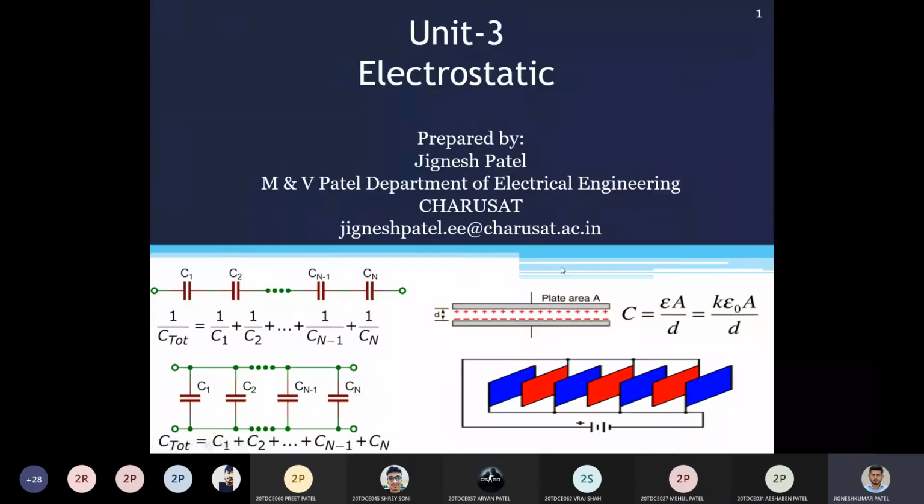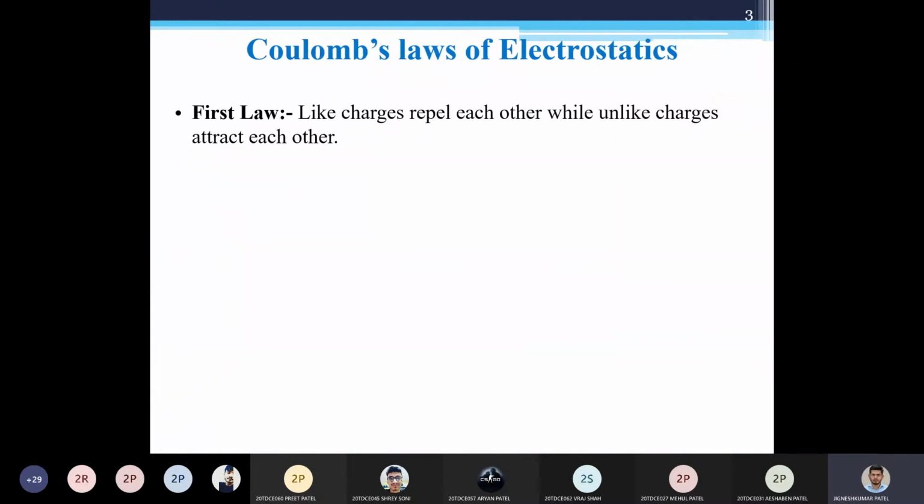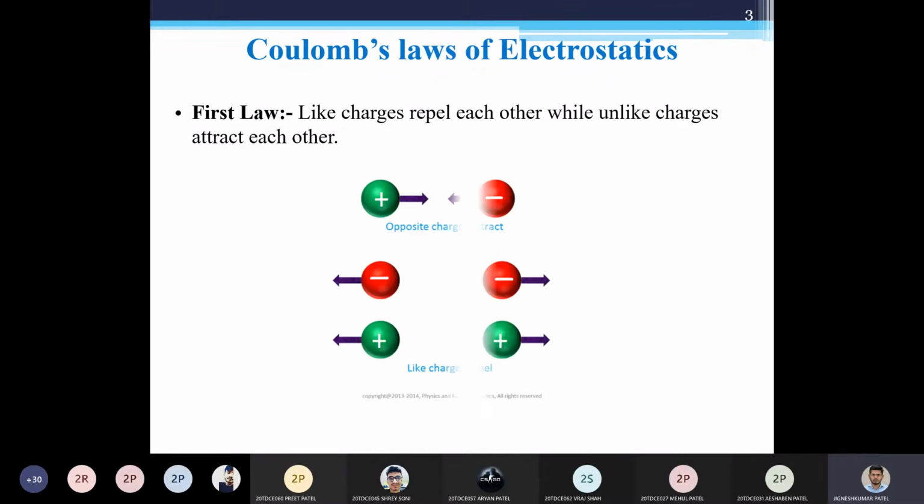Okay. So in yesterday's lecture, we were discussing electrostatics. We already know that there are two laws of Coulomb. The first law is that like charges repel each other and unlike charges attract each other.